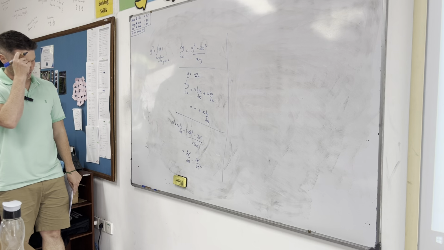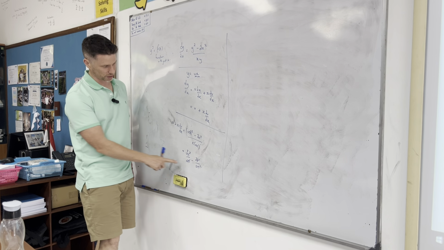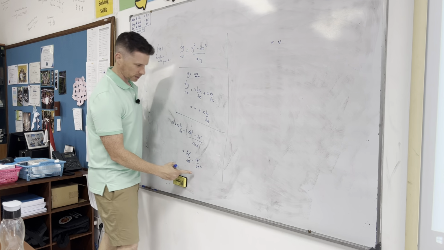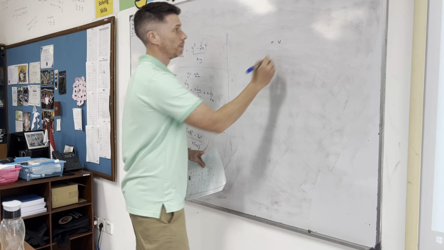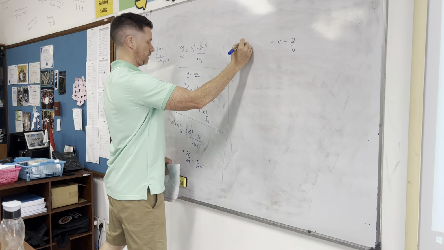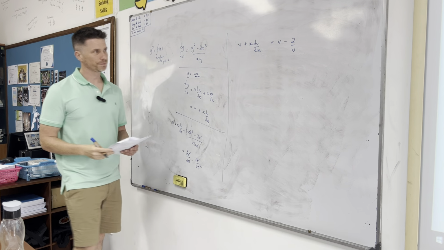Okay. This is going to cancel. The x squareds are going to cancel. One of the v's is going to cancel. So this term is just v. And this term, the x squared, is it 2 over v? Yeah. Minus 2 over v. And on the right-hand side, I have v plus x dv over dx.